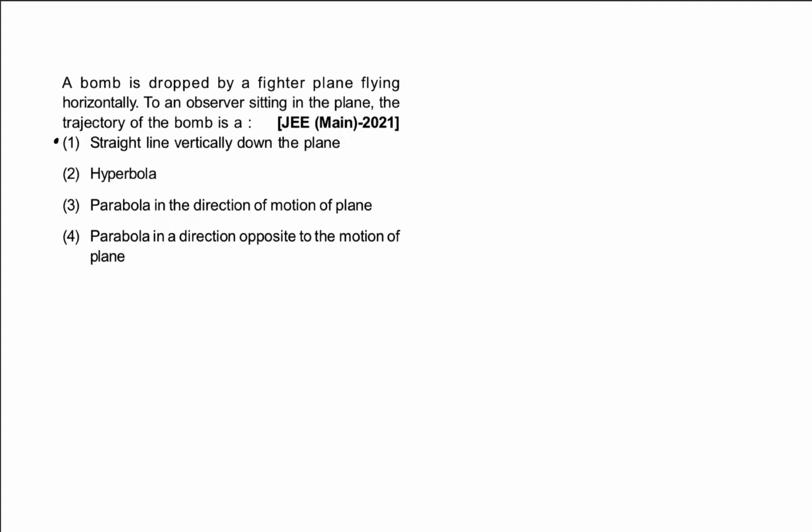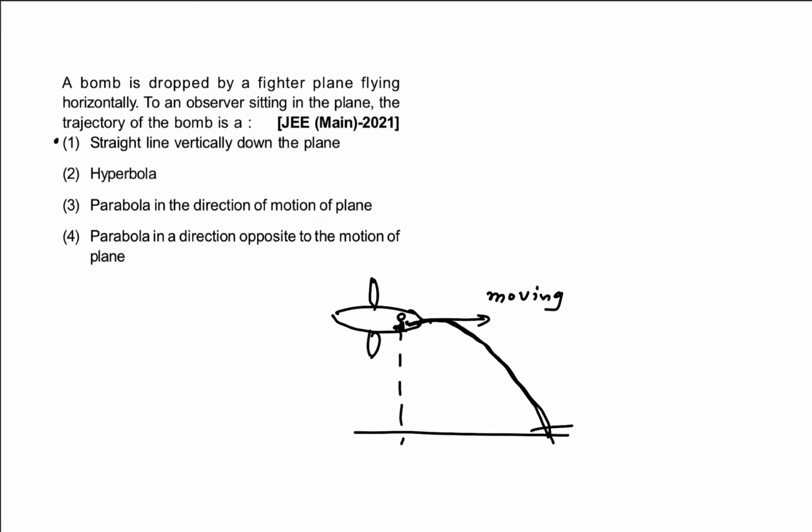Next question. A bomb is dropped from a fighter plane flying horizontally. To an observer sitting in the plane, the trajectory of the bomb is what? Suppose you take that there is a plane. A person is sitting here, and this plane is moving horizontally, let us consider that, and a ball is dropped. Whenever the ball is dropped, it will also move along with the horizontal direction and it will fall down. Now you see this observer A, here observer B is located.